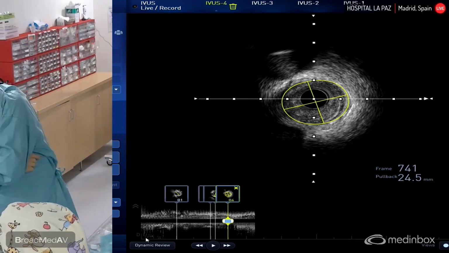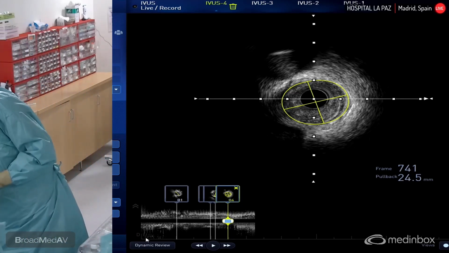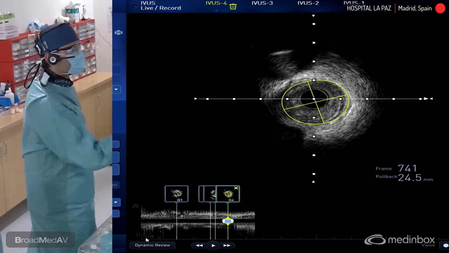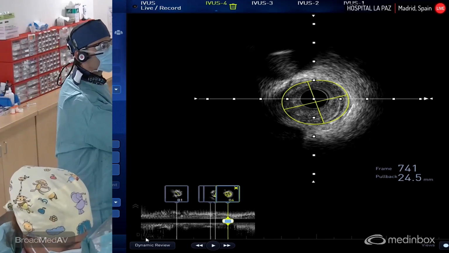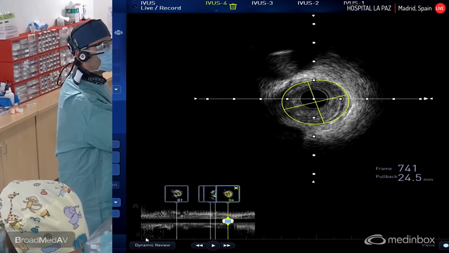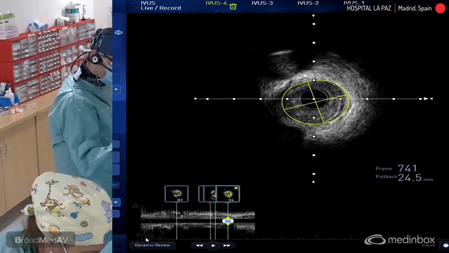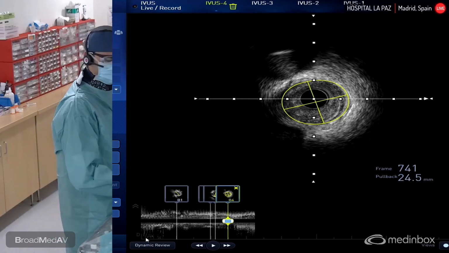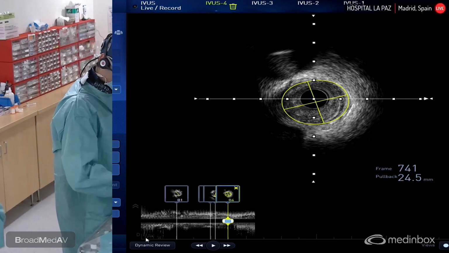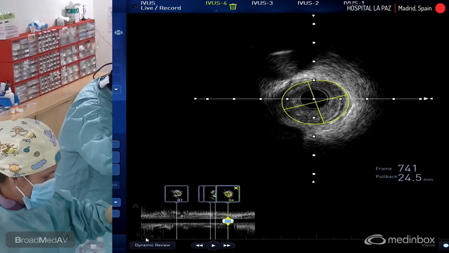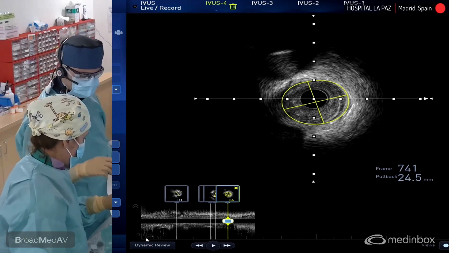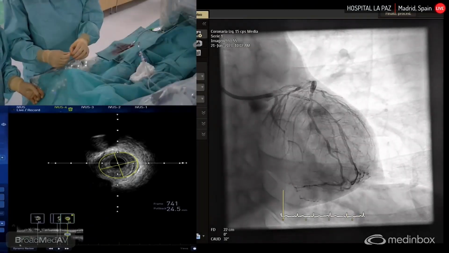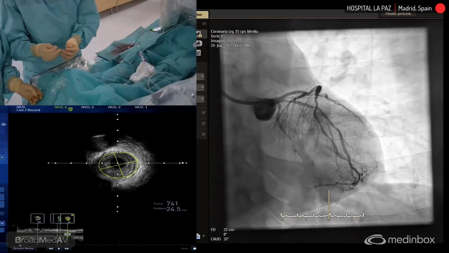Tenemos un balón de 2,5 por 12. Vale, pues dame el de 2,5, 12. We're going to use the initial balloon of 2.5 by 12 that we used before for the LAD. We're going to be cautious with the dilatation because the lumen is near 2.5.